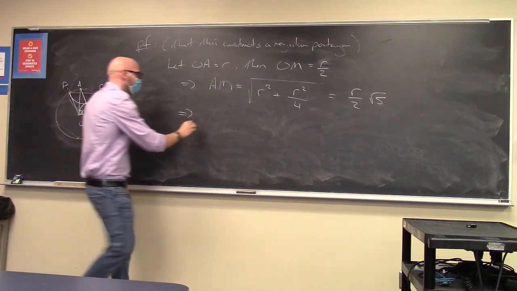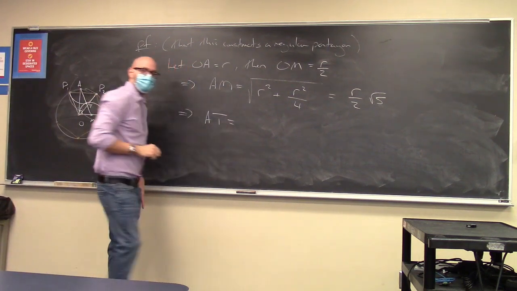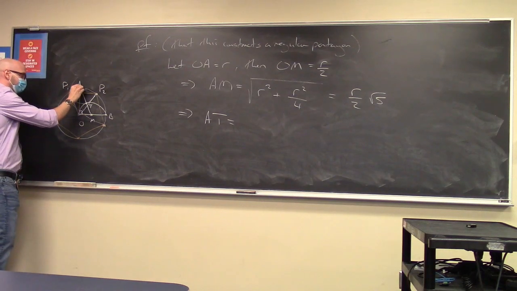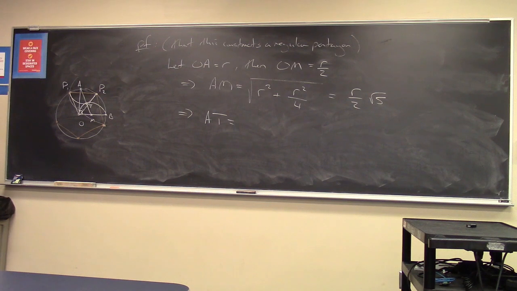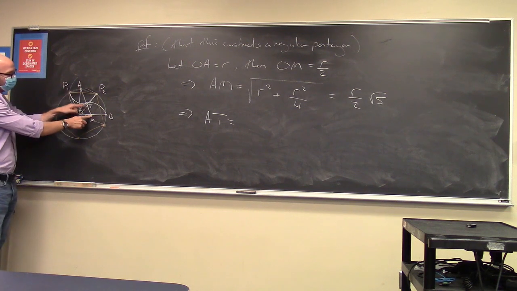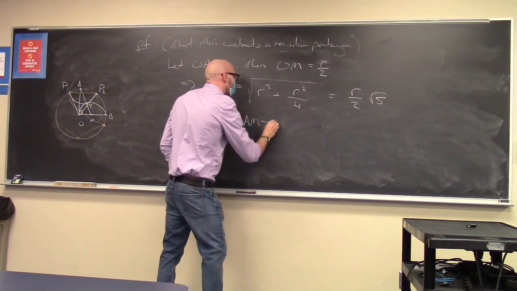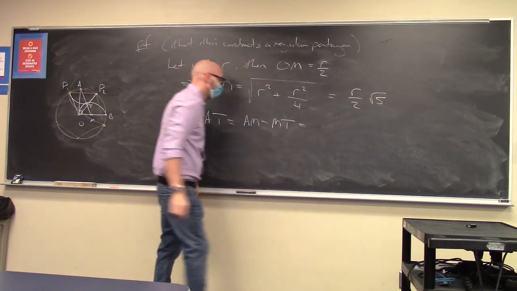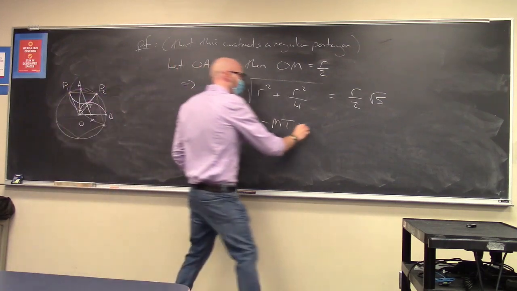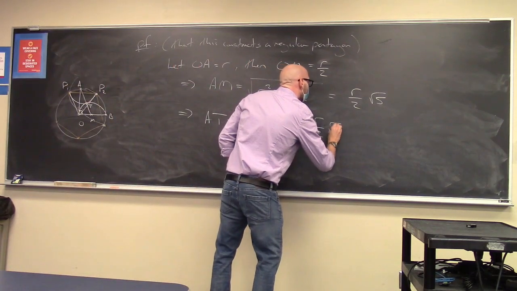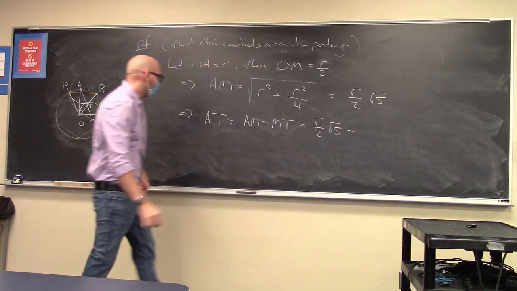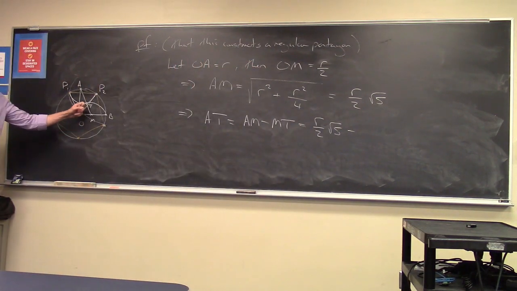So what's AT? I want the length of AT. Well, that would be AM minus MT, right? So this is AM minus MT. We just computed AM. This is R over 2 times root 5, minus, what's the length of MT?